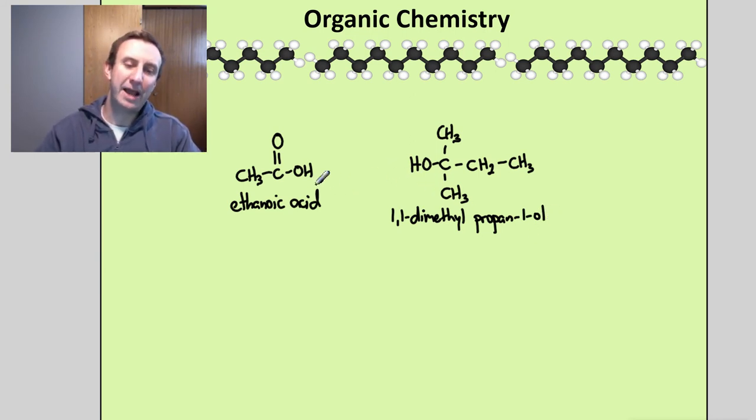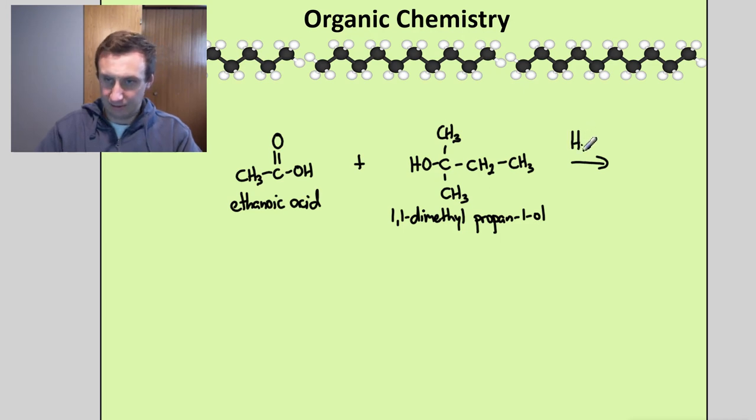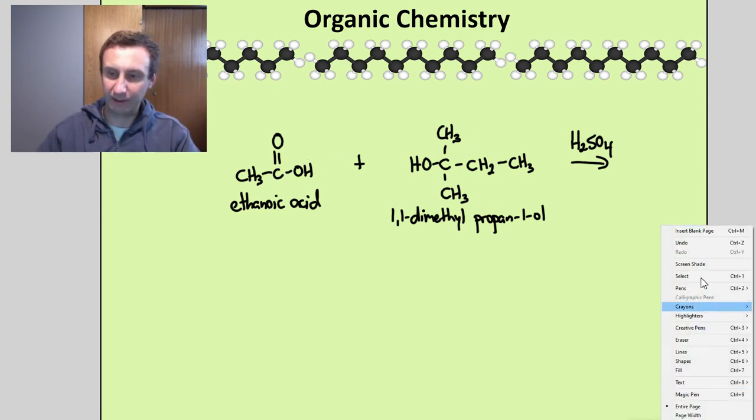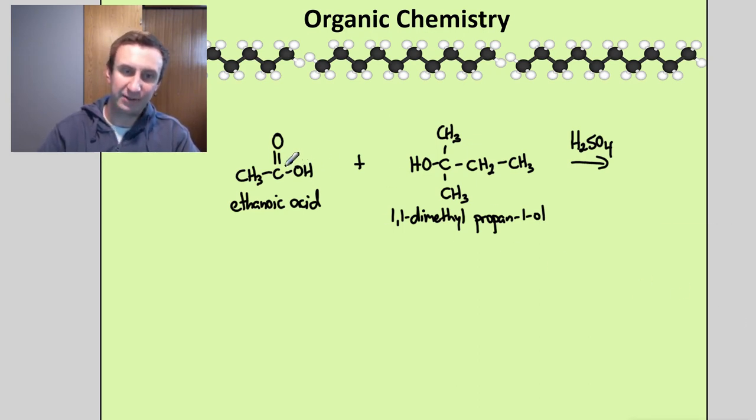So that would be my alcohol structure. So if I'm reacting these two in the presence of sulfuric acid, I'm going to connect this carbon. Let's go with a different color here. Why not? We're going to connect this carbon over to this O. So that's going to be my connection. And then this OH and this H is going to get lost as water.